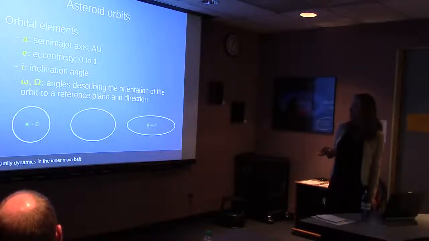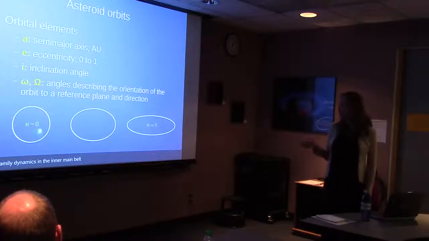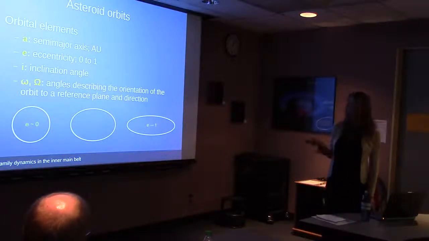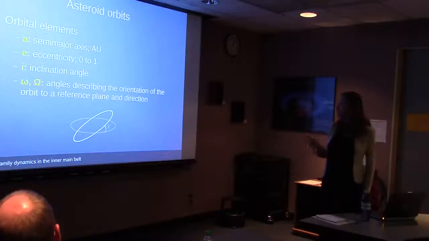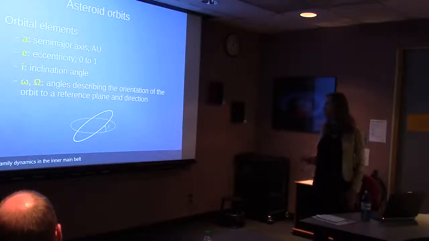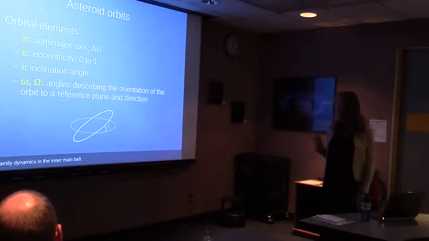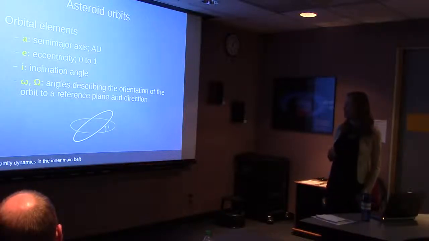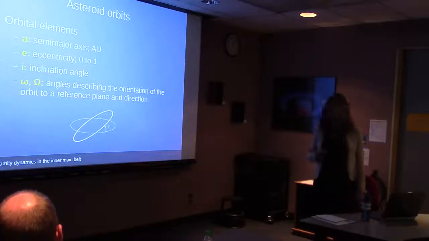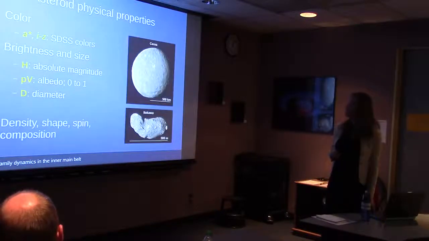And the eccentricity of the ellipse goes from 0, which is circular, toward 1, which is a lot more squished. So you can describe asteroids by eccentricity, e. And then inclination, i, is the angle of the tilt of the orbit with respect to a reference plane. And then omega and big omega are a little bit harder to picture and explain, but they're angles that describe the orientation of the orbit to the reference plane and direction.